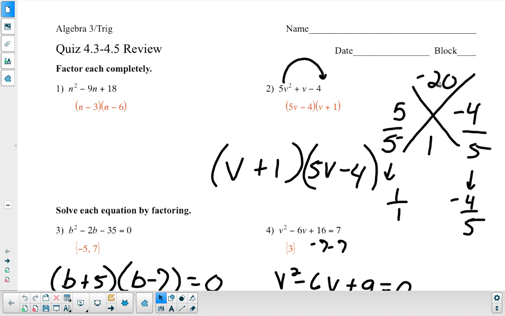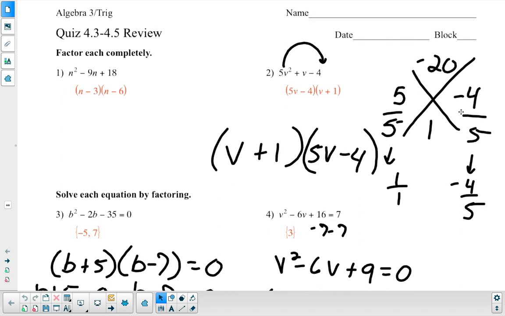So I'm thinking about 20. I'm thinking 1 and 20, 2 and 10, 5 and 4, and there we go. 5 and 4 will work out. If we make the 5 positive and we make the 4 negative, well, 5 times -4 will give me -20, but 5 plus -4 will give me that positive 1. So we're going to go with the 5 and the -4.